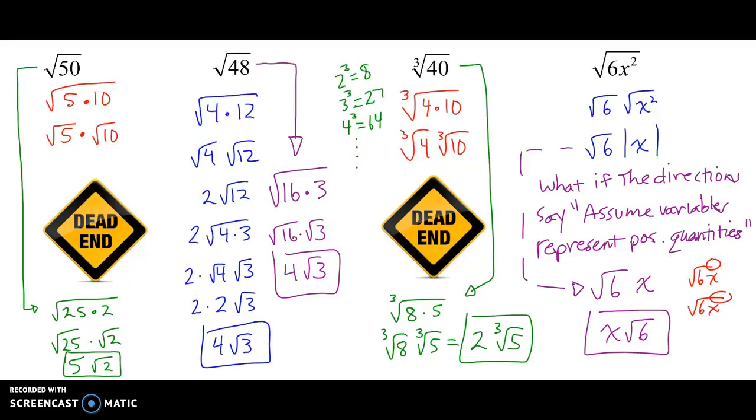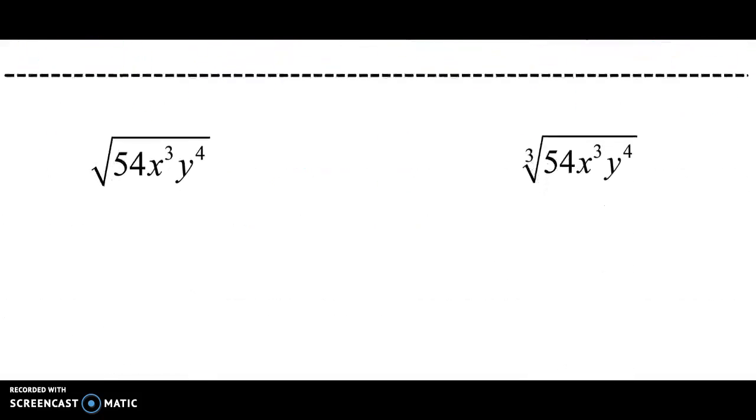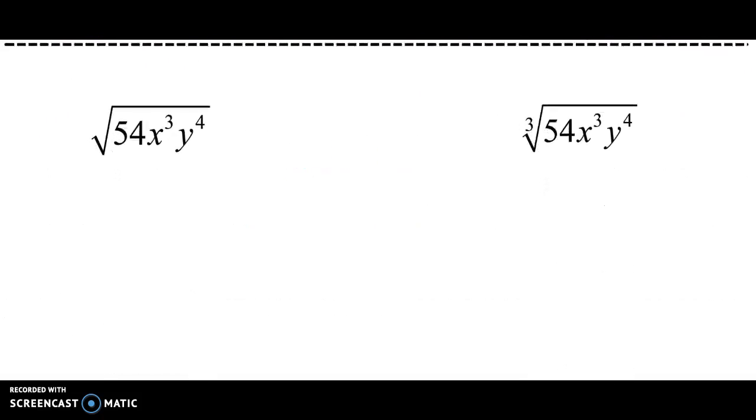Most of the homework problems you're going to see in 10.3 are going to be larger, more complicated versions of that problem we just did. They'll tend to be problems like these ones here. And these two are very similar problems. In fact, the only difference is the one on the left is a square root, the one on the right is a cube root. But aside from that, they've got the same expression on the inside, 54x cubed y to the 4th.